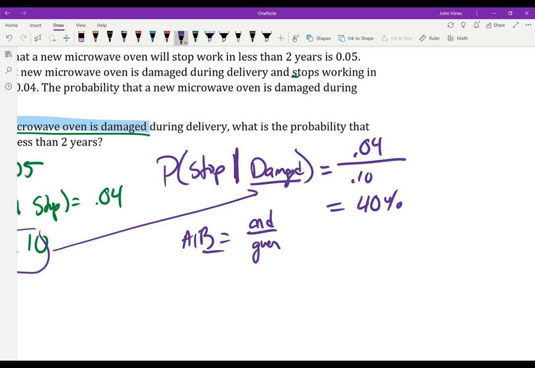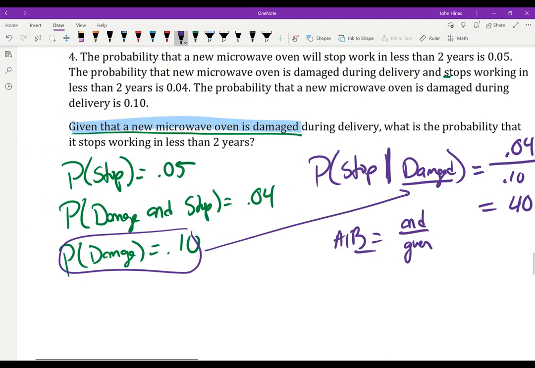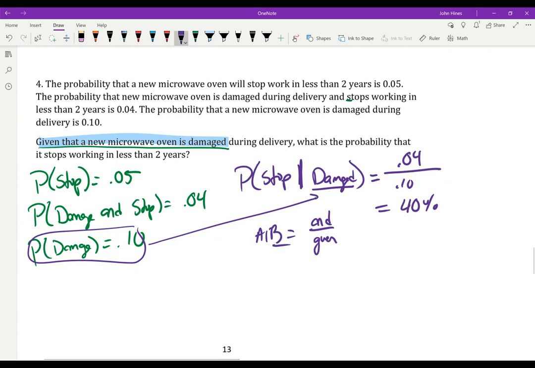If I know I have a damaged microwave from delivery, there's a 40% chance it stops working. That's what this probability we just found is. Knowing I got a damaged microwave, there's a 40% chance it stops working in the first 2 years. Got to send that microwave back and get a new one.